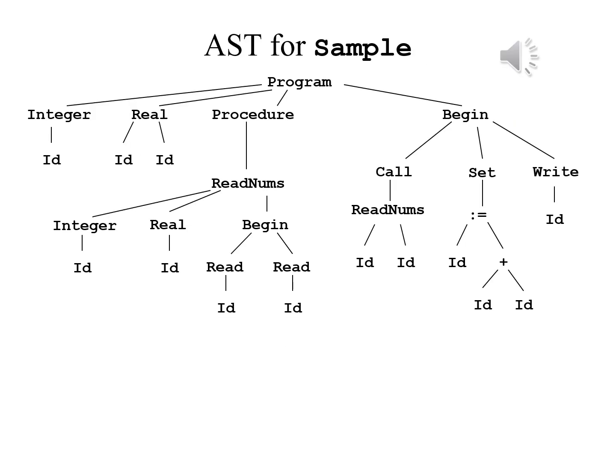Here we see our program sample represented in an abstract syntax tree. The root of the tree shows the program as a whole, which has 4 subtrees. Integer, which declares I as an integer. Real, which shows the declaration of x and y as real values. Procedure for the procedure readnums, the 2 declarations for integer and real, and also under the begin, the 2 executable statements. We then have lastly begin with the call to the procedure, setting the value of x equal to I and y, and then writing the result.